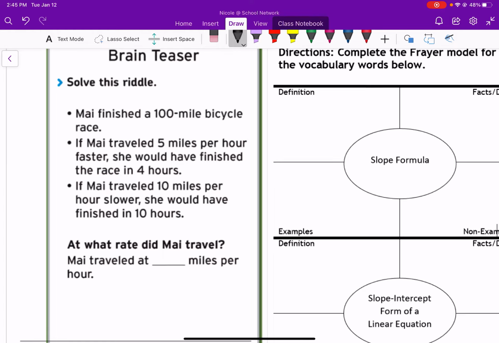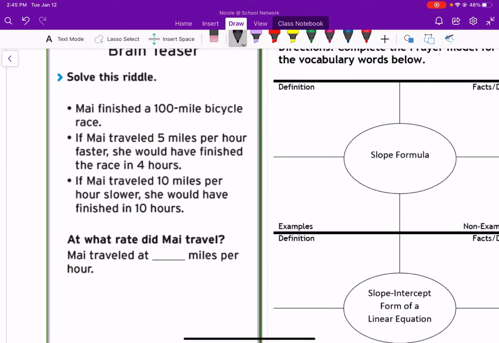Okay, so here we're talking about distances, rates, and times. So what comes to mind is our distance formula. Distance is equal to rate times time. So here, Mai finished a 100-mile bicycle race. So here, the distance is 100 miles, right?